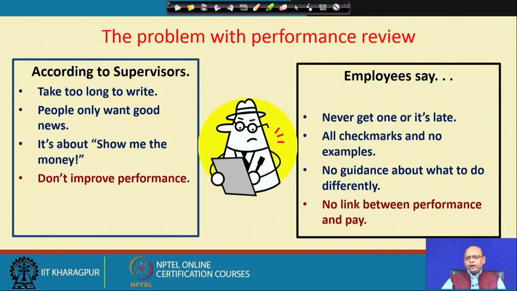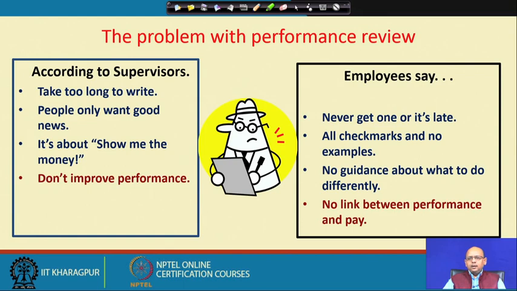Similarly, if you look at the employee's perspective, they think that their performance is not reviewed, or it is reviewed very late. The session is over, it should have been evaluated in March, but now it is September, they have not been evaluated, and their rewards are at stake. All check marks and no examples. They say, you have not done this, you have not done this, you have not done this, but without any substantial evidence or proof.